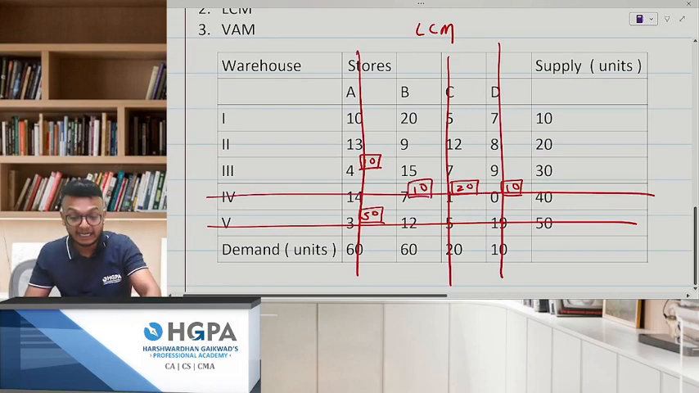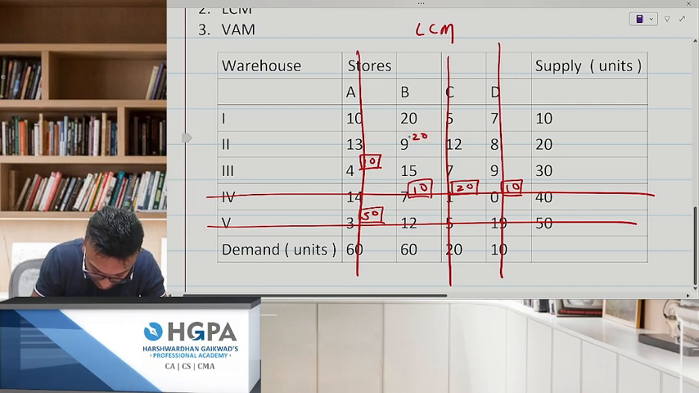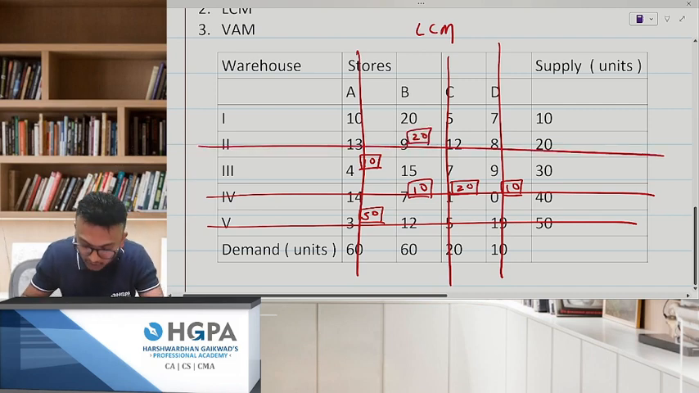Now tell me what is the number? It is 9. For 9, how much I'll give? 20 or out of 60, 10 is gone. So 50. So I'll give 20, whichever is less. So even this is gone, 20 is gone now.